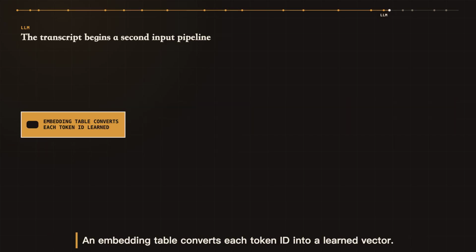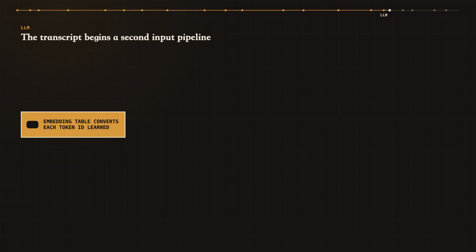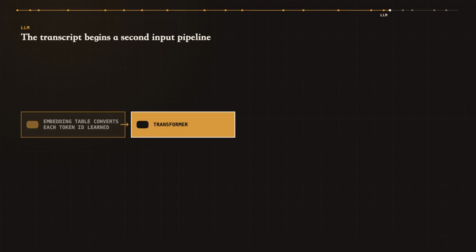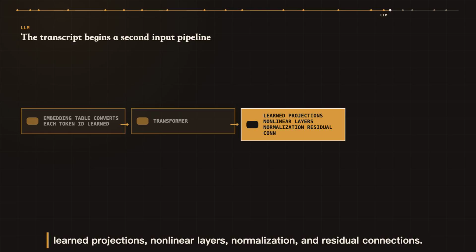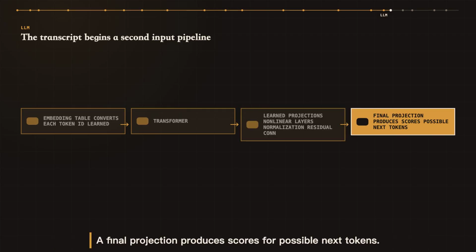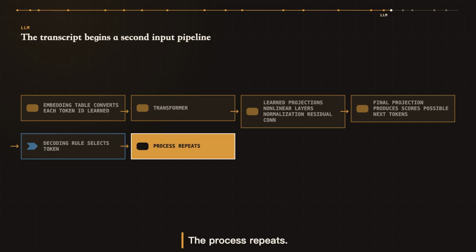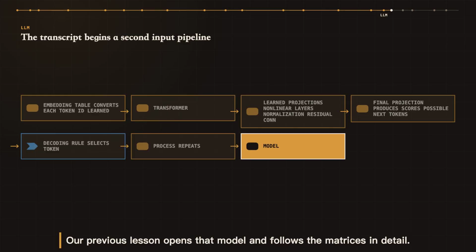An embedding table converts each token ID into a learned vector. Transformer blocks repeatedly update the vectors through attention, learned projections, nonlinear layers, normalization, and residual connections. A final projection produces scores for possible next tokens. A decoding rule selects one token. The process repeats. Our previous lesson opens that model and follows the matrices in detail.